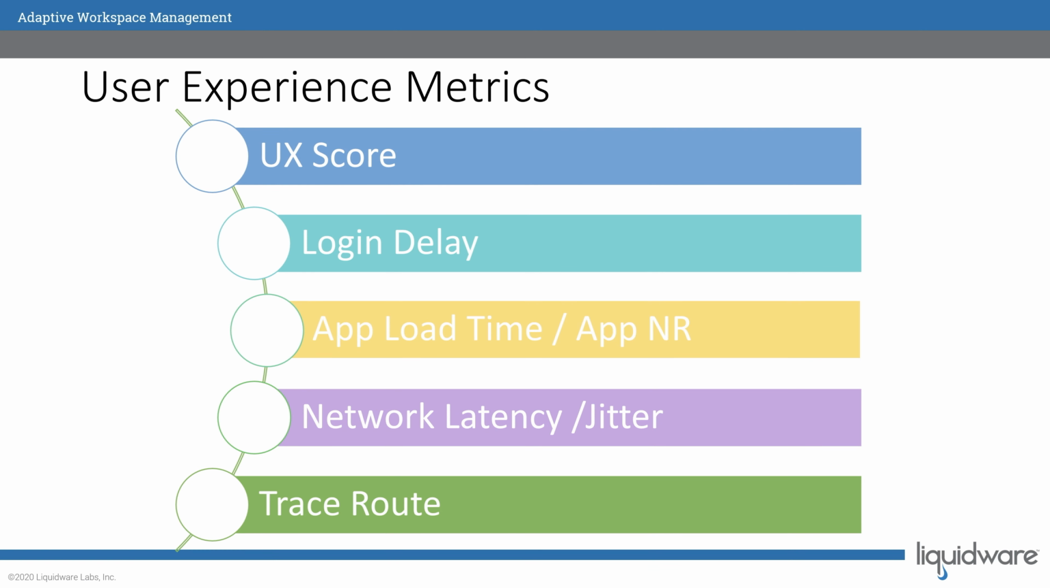The second category is user experience. These metrics show if your workers are fully operational. Examples are UX score, login delay, apps load time, or not responding. These metrics reflect the behavior of the workspace. Here are a few in Stratusphere UX, but there are many more. These metrics show if workspaces are performing as required or if potential issues may be cropping up.